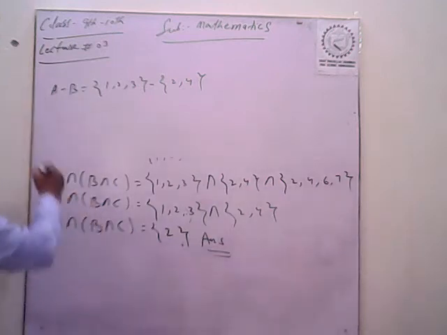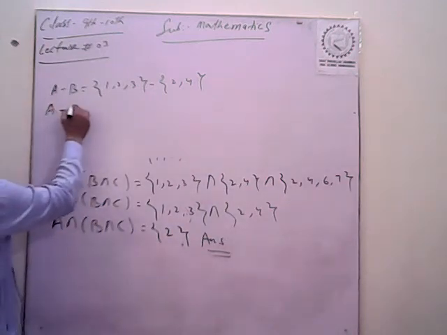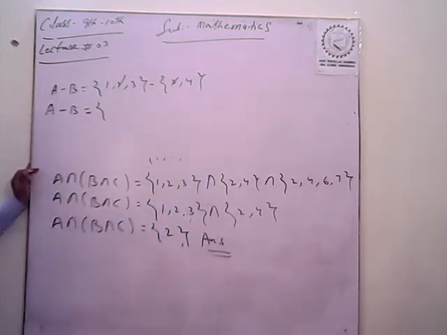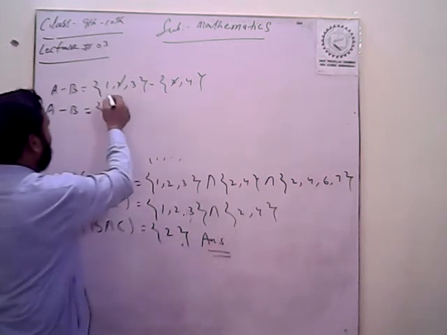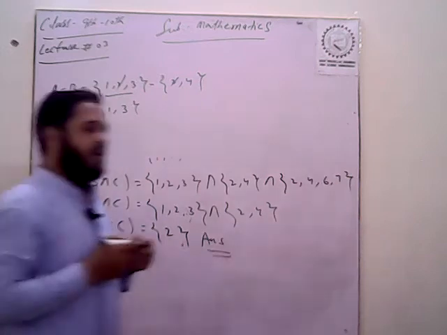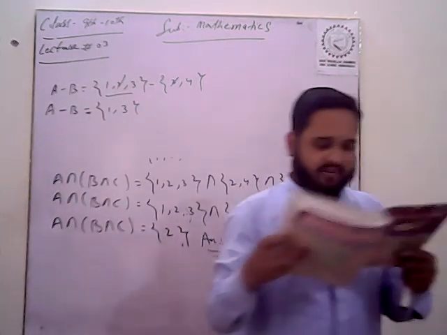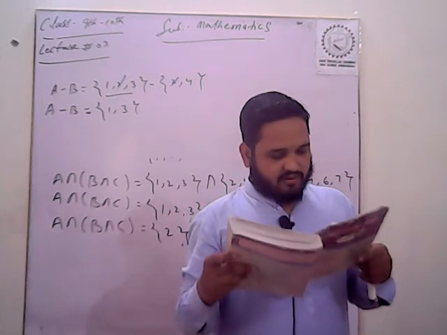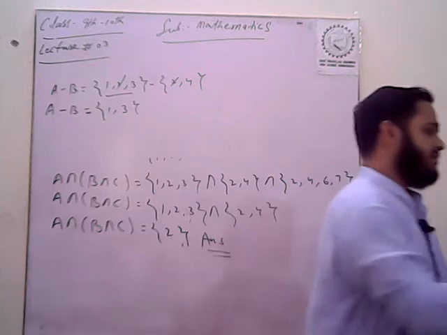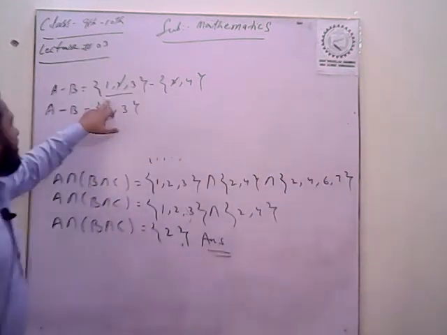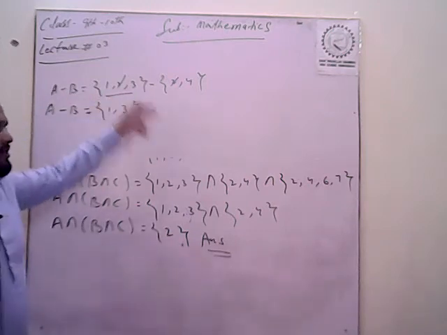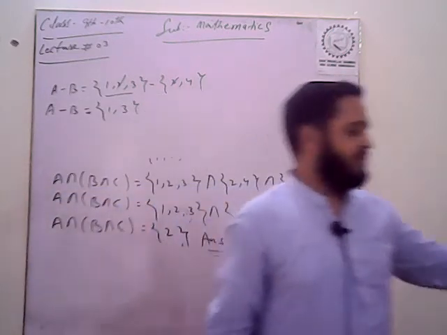For example, A difference B is equal to, now 2 and 2, we cut it. Now here 1 and 3. We write A because by definition it is those elements that are in A but not in B. If we have written A but not written B, which means by definition.